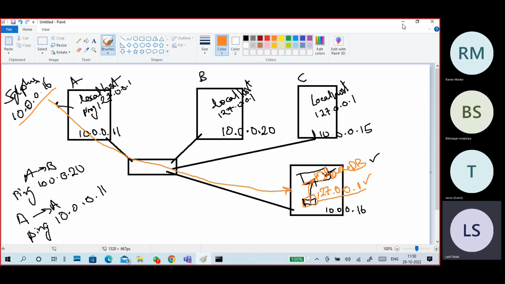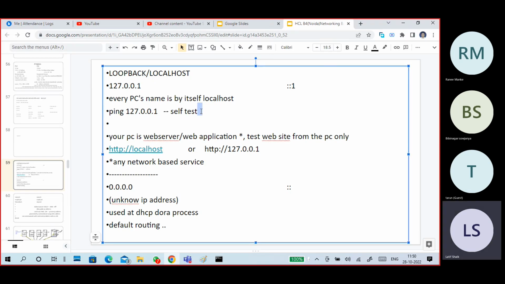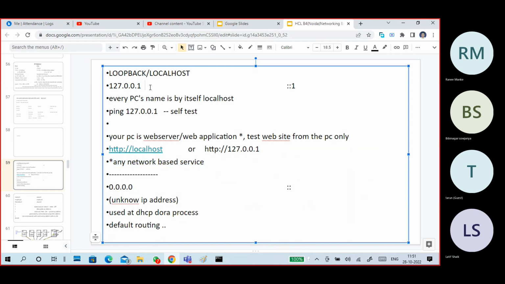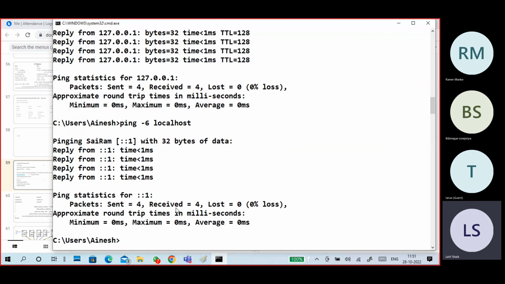Guys, understand what 127.0.0.1 is. We use it for self-testing. Every PC's name is itself localhost, and the localhost IP address is 127.0.0.1. You have some application, web or network-based services. You access through network kind of services. Your server and your client are both in the same machine, so you can use the localhost name or 127.0.0.1. In IPv4, the localhost address is 127.0.0.1. In IPv6, it is ::1.